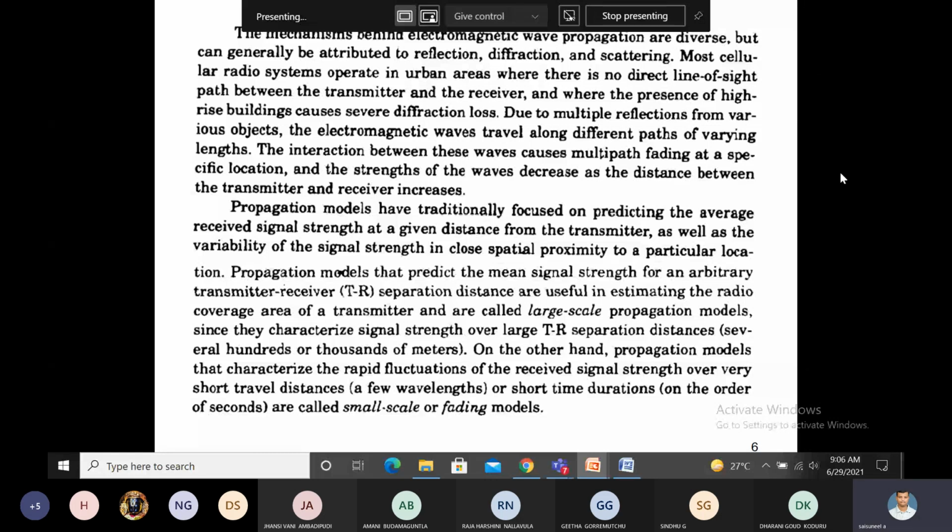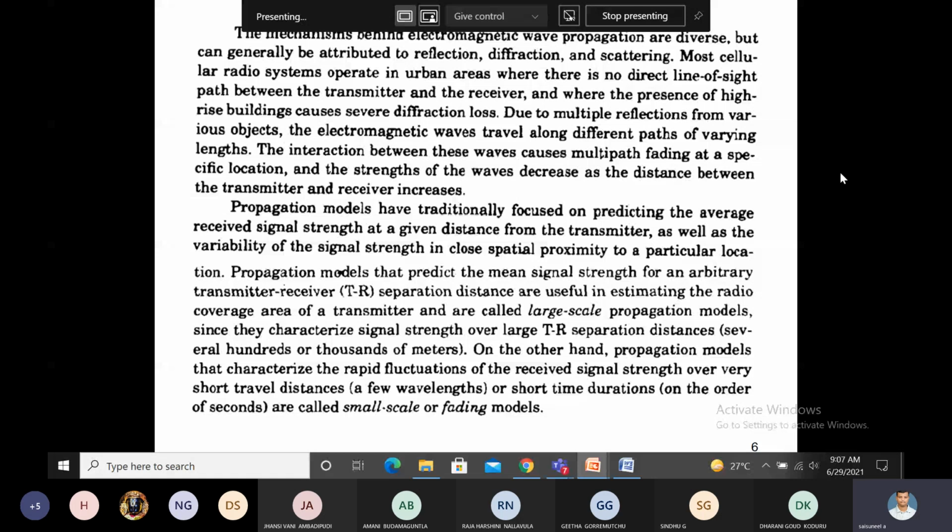We discuss how to calculate these diffraction losses in later classes. Due to multiple reflections between transmitter and receiver, we get losses, that is, multipath fading. Here, what is meant by fading? Fading is nothing but changing the characteristics of a signal. What are the characteristics of a signal? Amplitude, frequency, phase, time. Whenever the characteristics are changed, we get fading, fading being nothing but losses.